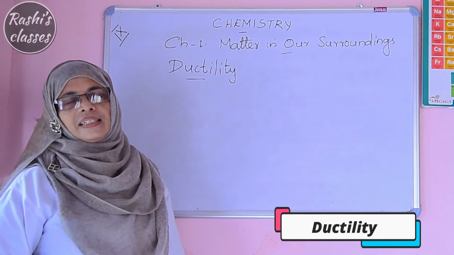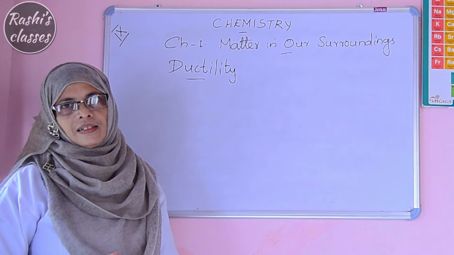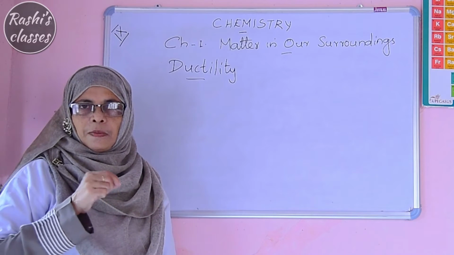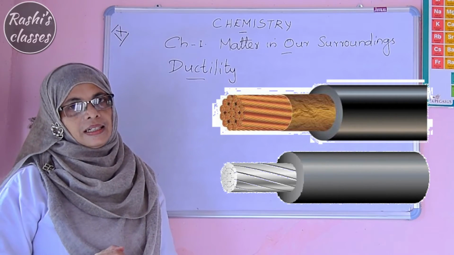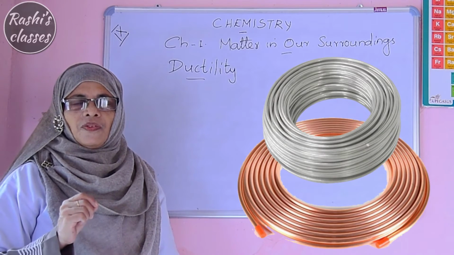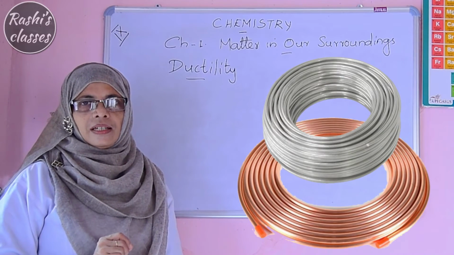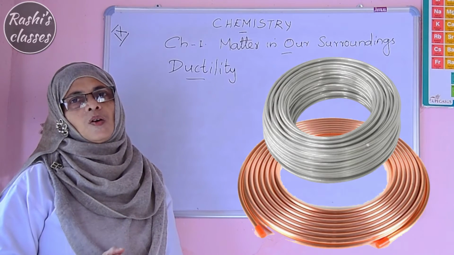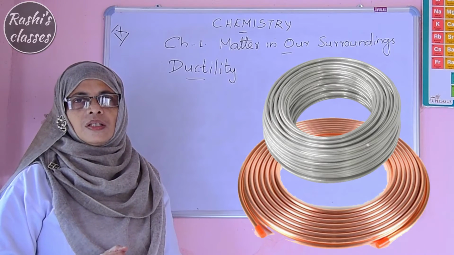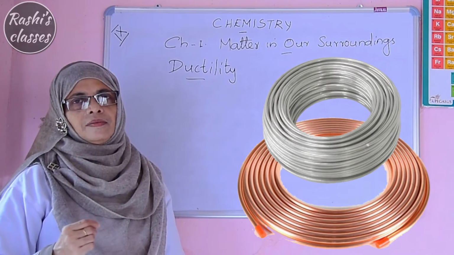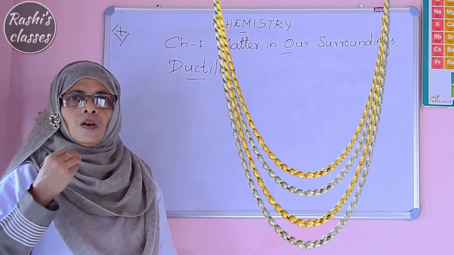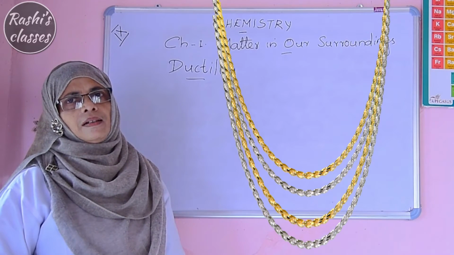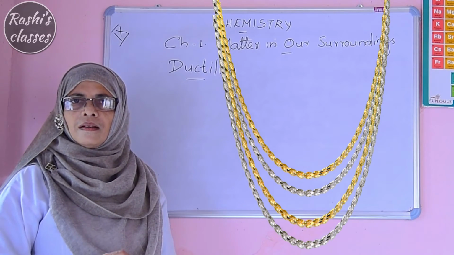Next is ductility. What is ductility? The property of a substance by which it can be drawn into thin wires is called ductility. You know, for electrical wires, we use aluminium and copper wires because they are very ductile. They can be drawn into very thin wires. Even gold, silver, very ductile. So we can say metals are ductile.